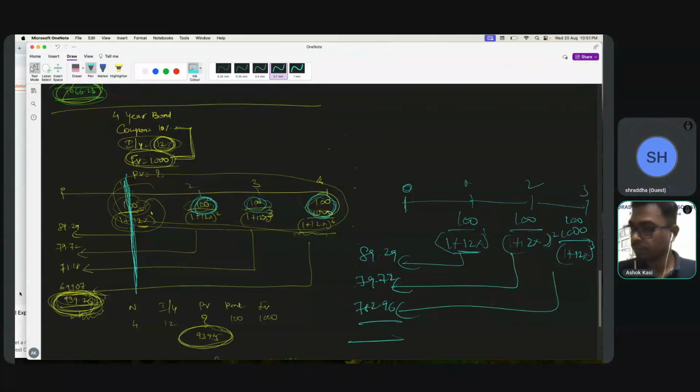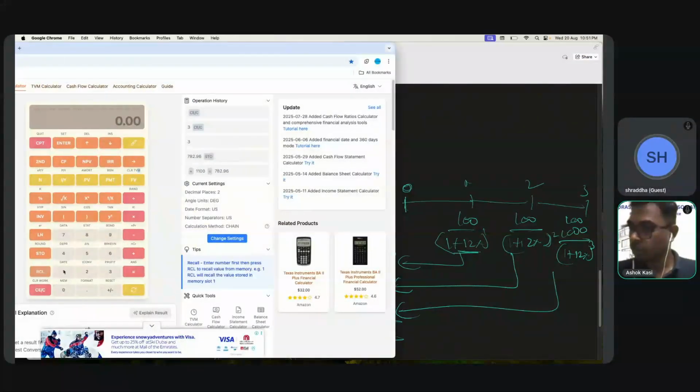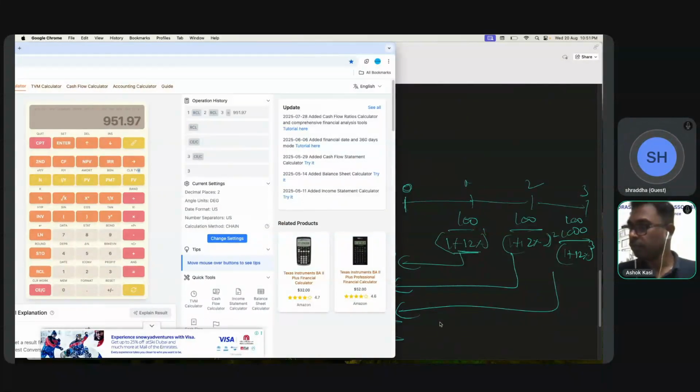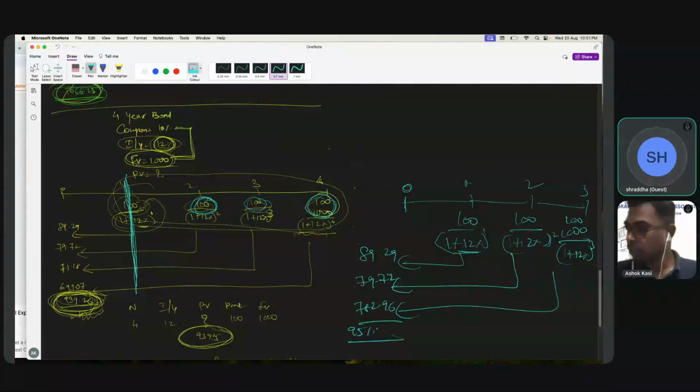Now recall 1 plus recall 2 plus recall 3: 951.97. So the other person will pay 951.97 to buy this bond next year.